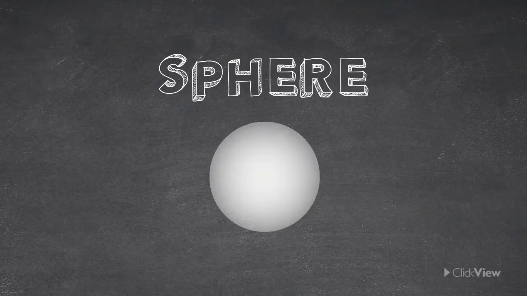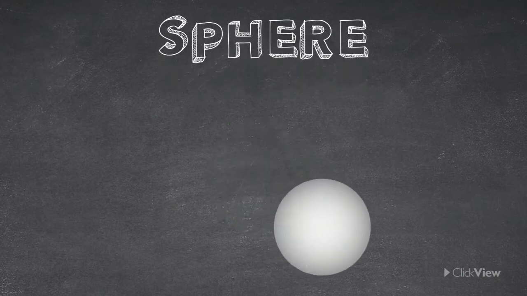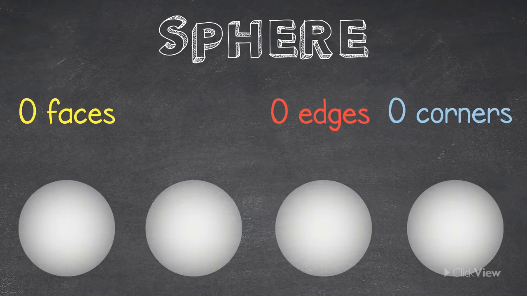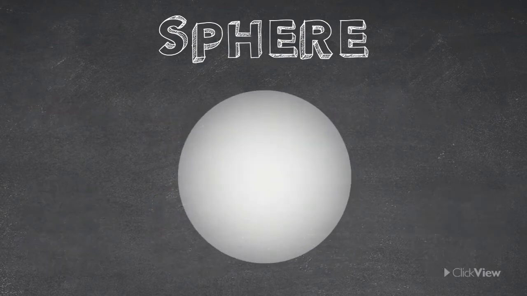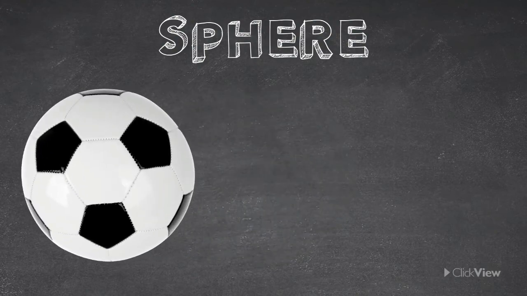Which 3D shape is this? Oh yes, you're right. It looks like a ball. And this unique shape is called a sphere. A sphere is perfectly round, just like a ball. This means it has no flat faces, just one curved surface. How unique is that? That makes the sphere a perfect shape for a ball. It rolls around easily in any direction.